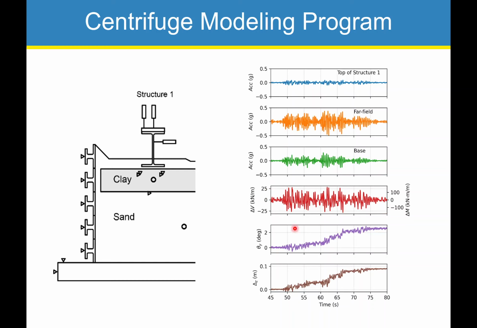We also got rotation, so you can see that this one was rotating during shaking, rotated by a little bit more than 2 degrees during shaking, and we set this to 0 at the beginning of the record, even though there might have been some residual rotation from previous motions. Then you can see it's settled by about 10 centimeters, and these are in prototype units.